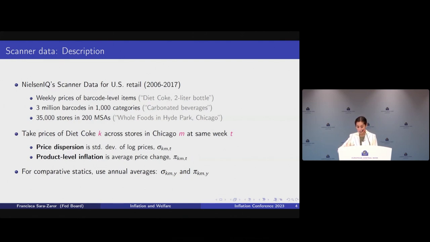Since I have all these weekly measures, but I am interested in a comparative statics exercise, I am going to take annual averages of these measures. So I will end up with this series of price dispersion and product level inflation, at the annual level for a set of products and metropolitan statistical areas.